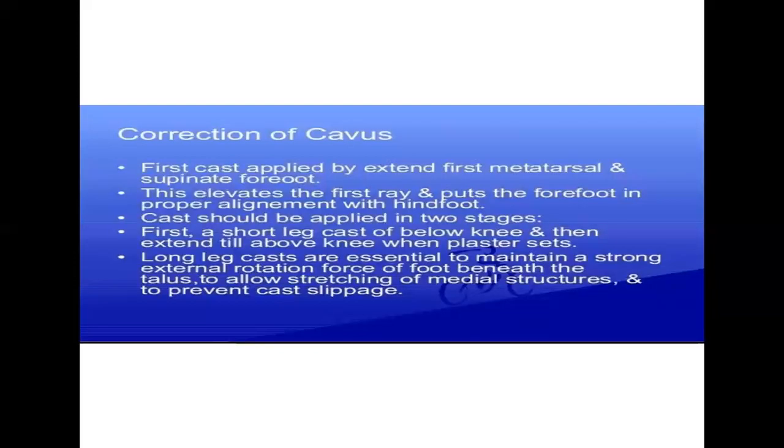Correction of cavus. The first cast is applied by extending the first metatarsal and supinating the forefoot. This elevates the first ray and puts the forefoot in proper alignment with the hindfoot. The cast should be applied in two stages. First, a short leg cast below the knee, then extend it above the knee when the plaster sets. Long leg casts are essential to maintain a strong external rotation force of the foot beneath the talus, to allow stretching of medial structures and to prevent cast slippage.